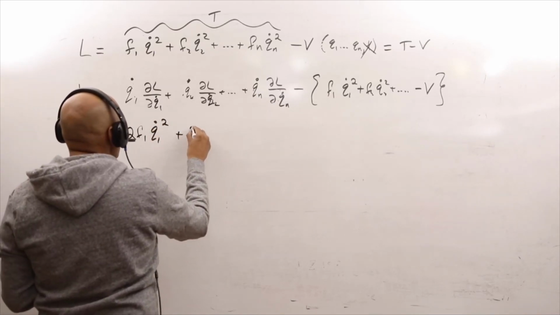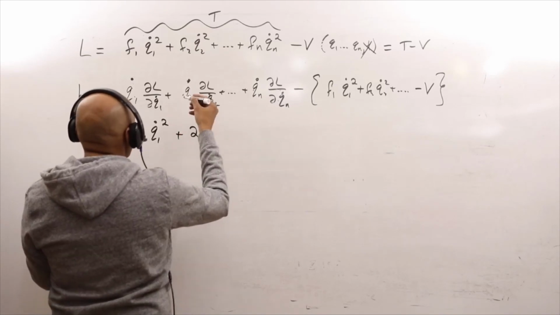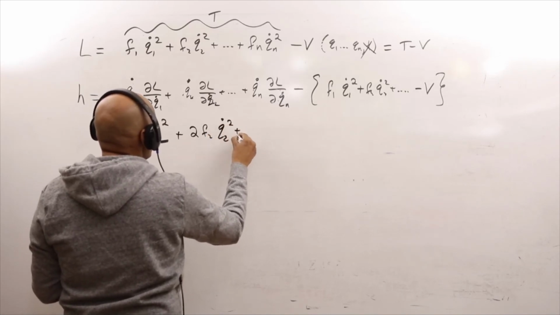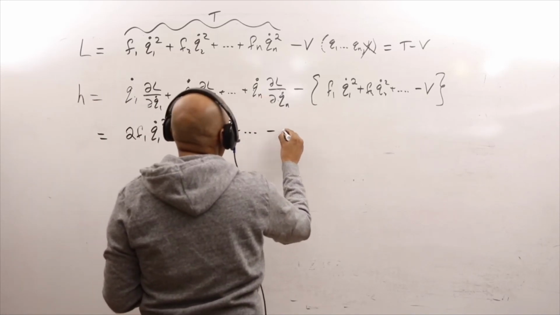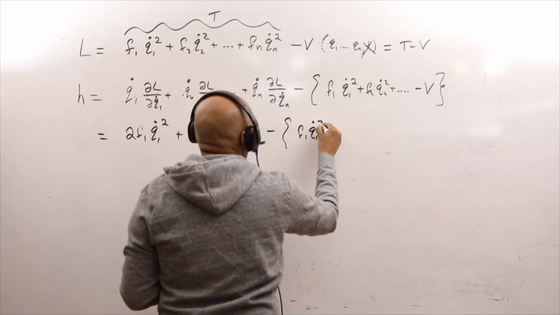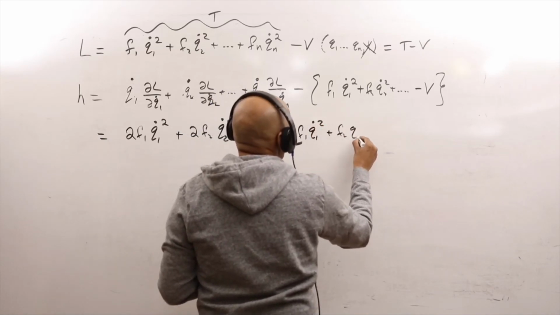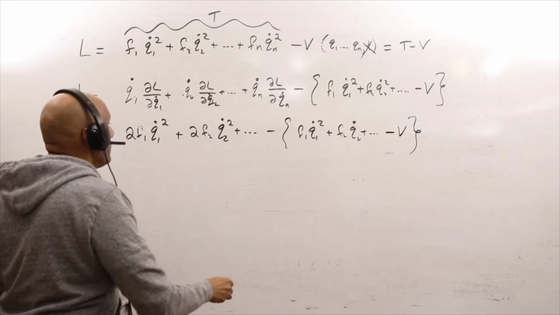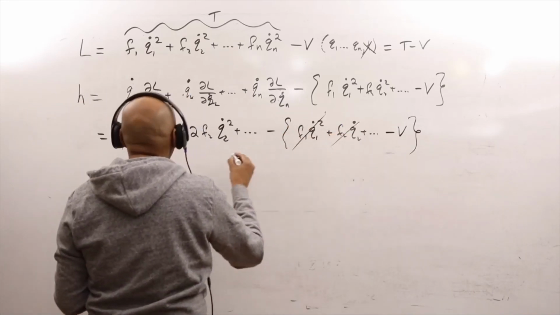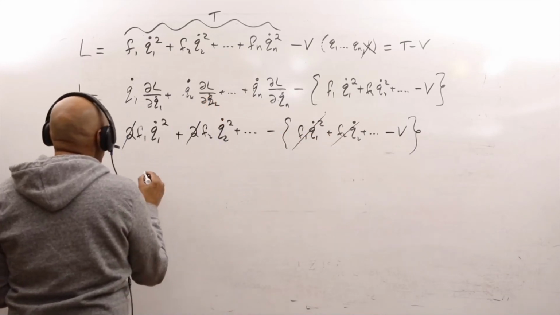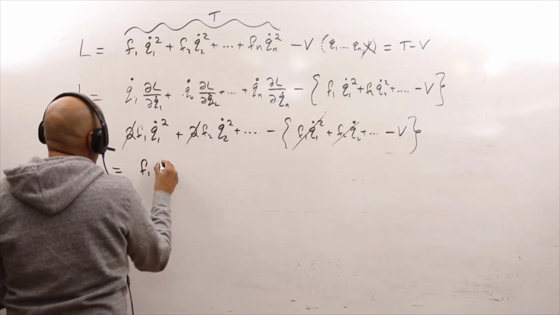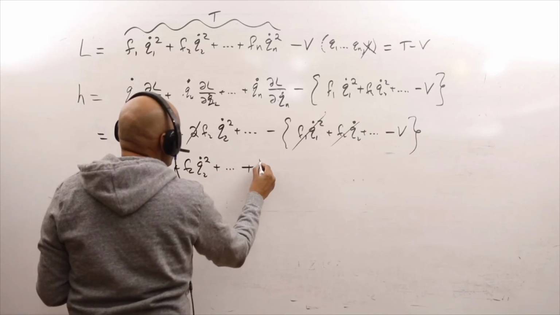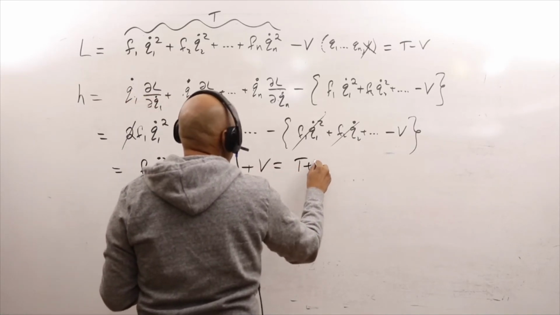The next term will be 2 f2 q2 dot. I'm skipping a couple of steps, just doing it in my head, so I don't want to waste time. Plus all the other terms that correspond to this, minus f1 q1 dot squared plus f2 q2 dot squared plus so on, minus v. And if you look, each of these terms cancels the 2, and then the plus v. So we're left with f1 q1 dot squared plus f2 q2 dot squared and so on, all the way up to plus v, which is the kinetic energy T plus v.